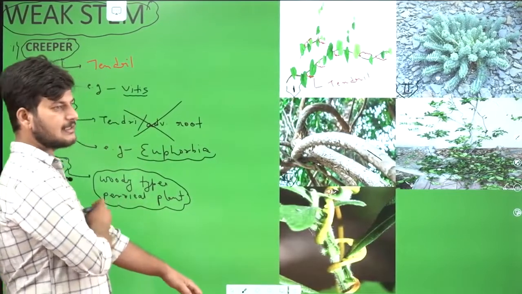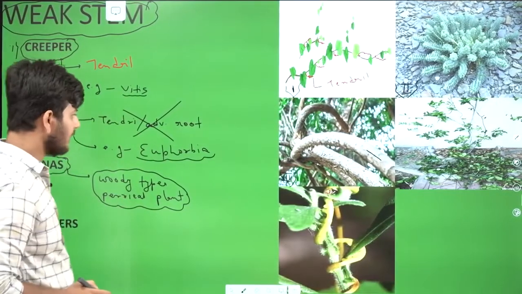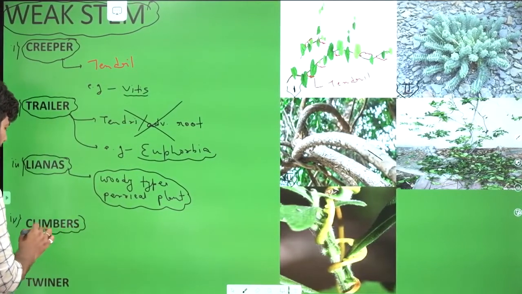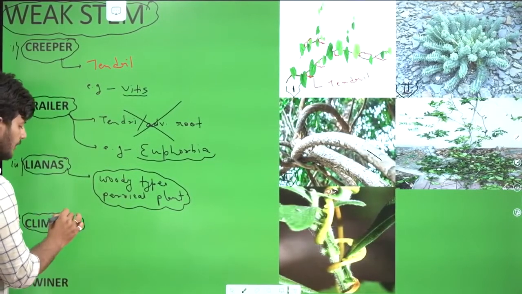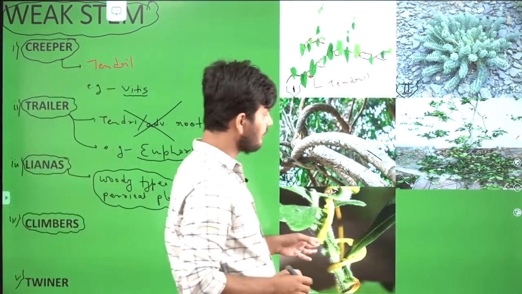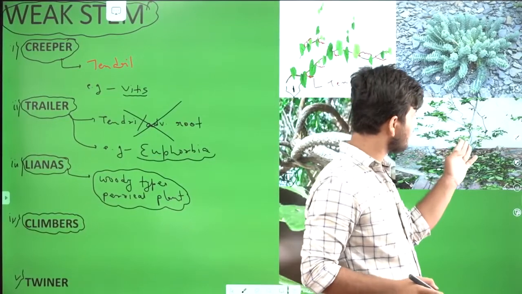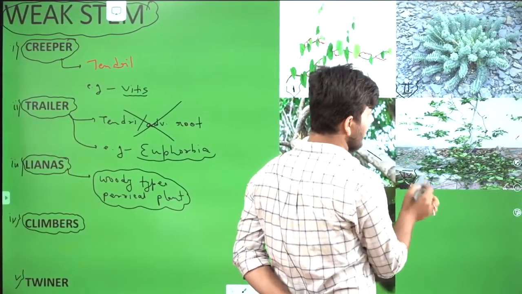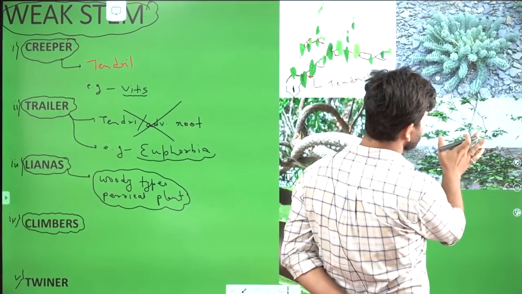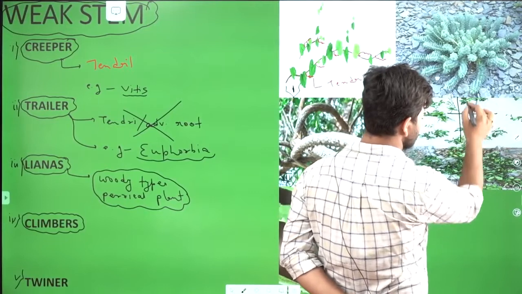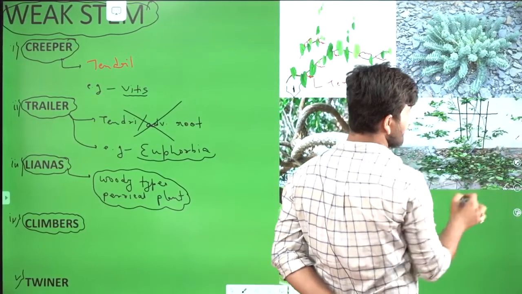Next, if we discuss the climber type, this type of plant climbs upon the surface. Here is the figure given. If we see this figure, we would find that the plant is climbing upon the wall with the support. Here the support is given like this. You are easily watching here.